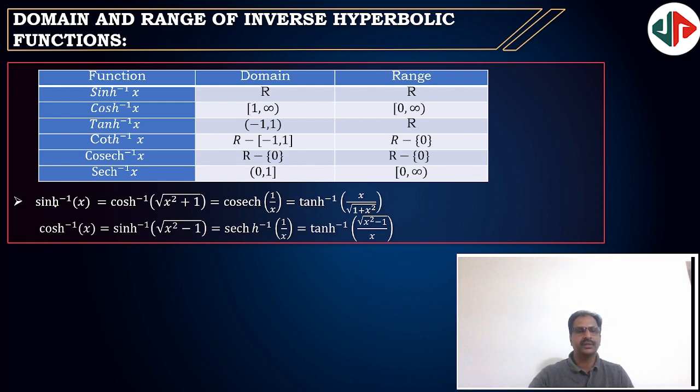And these are the relations between inverse hyperbolic functions: sin h inverse x in terms of cos h inverse, in terms of cosecant h inverse here. Similarly, cos h inverse x in terms of sin h inverse. So these are the domains and ranges of inverse hyperbolic functions.